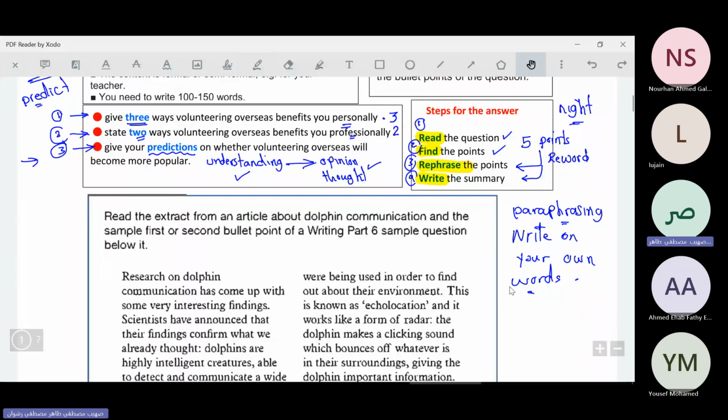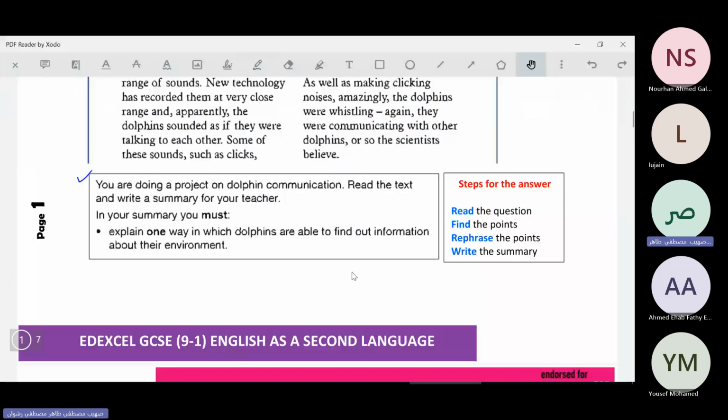Number one, as we mentioned, we will read the question. Where is the question here? Here is the question. You are doing a project on dolphin communication. Read the text and write a summary for your teacher. In your summary, you must, this is point number one, explain one way in which dolphins are able to find out information about their environment. So what am I going to search for in the text here? Only what? One way. One way what? One way dolphins are able to find out information about their environment. Okay, so this is step number one: read the question. What is the next stage? Jump hurriedly to the text to find the point which is required.